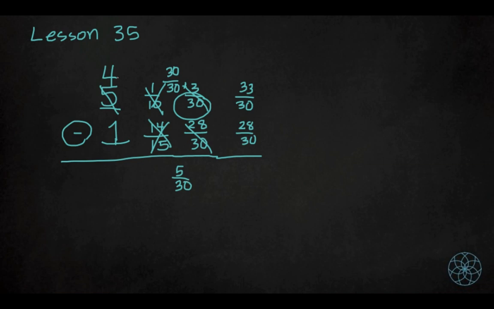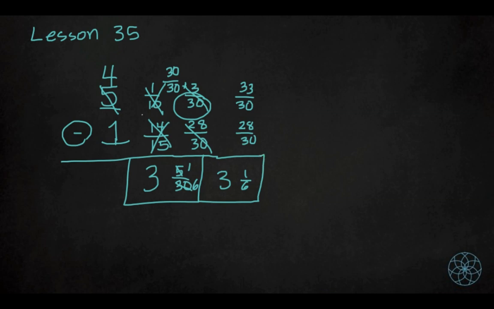Now we have 4 minus 1 equals 3. So this would be our final answer: 3 and 5/30, except we probably could simplify this. 5 divided by 5 is 1. 30 divided by 5 is 6. 3 and 1/6. That'd be our answer.